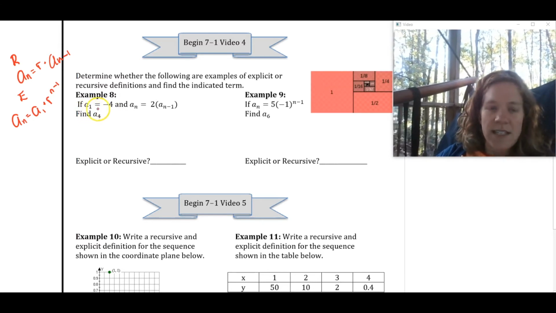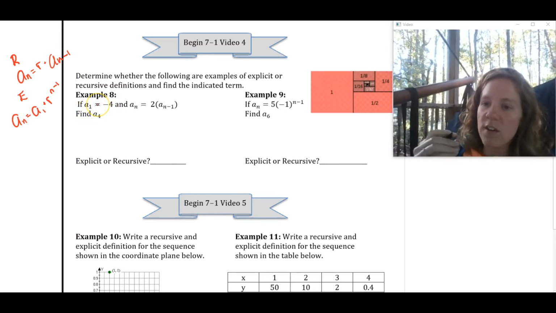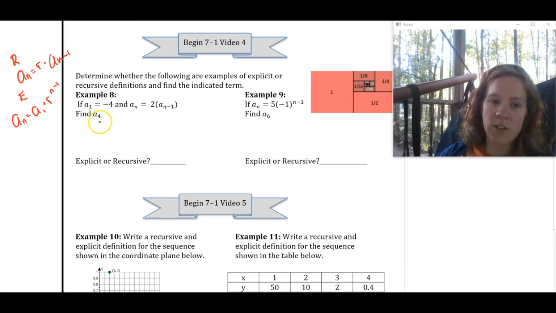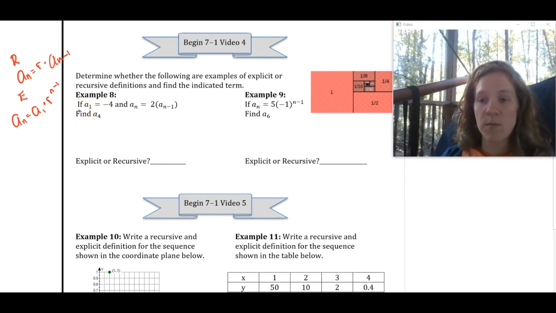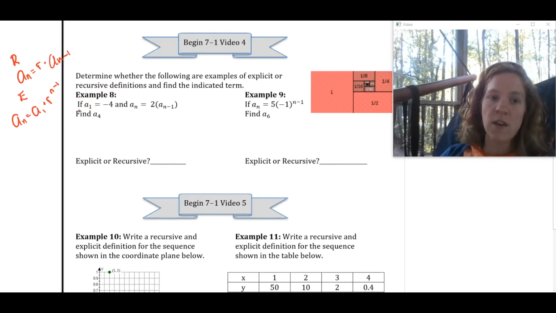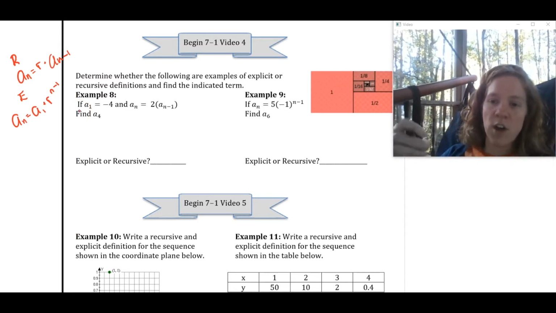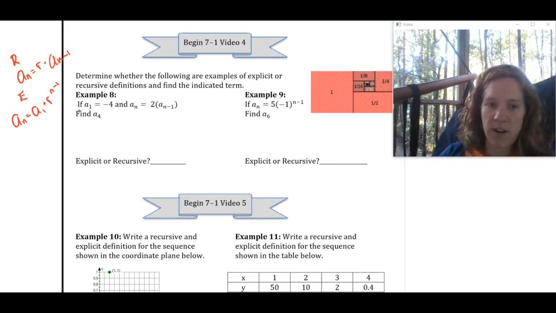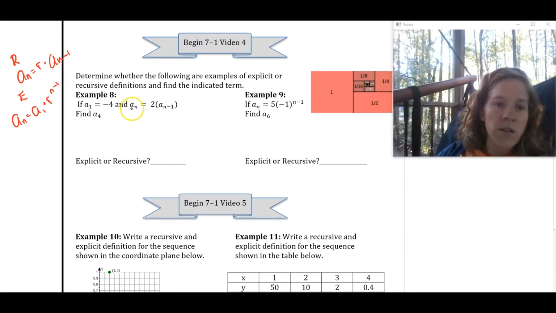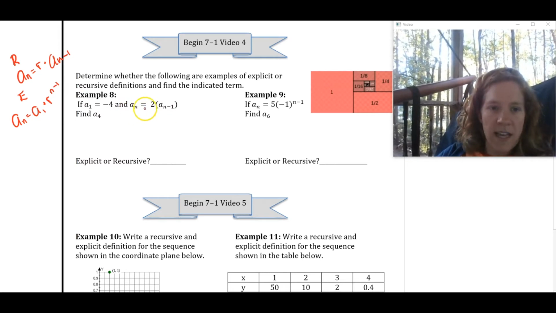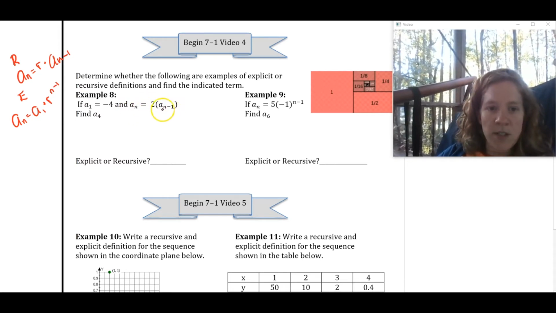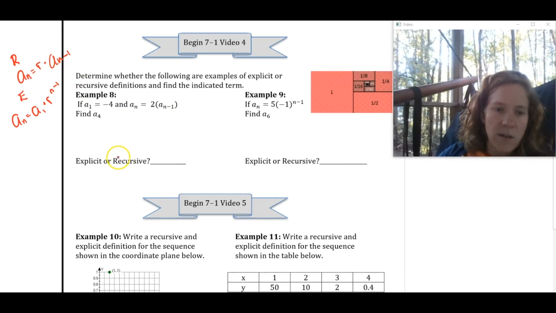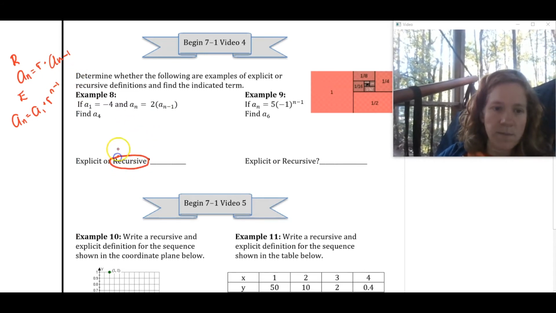The first thing I notice is that I'm given the first term. If you're given the first term, that's a really good indicator that you're probably dealing with recursive, because we have to give you some sort of starting point for the recursive, because it requires you to build on each term. To get from one term to the next, you've got to multiply by your common ratio. Also, my actual formula here is a sub n equals a number multiplied by a sub n minus 1. That's clearly my recursive, so I'm dealing with recursive on this one.